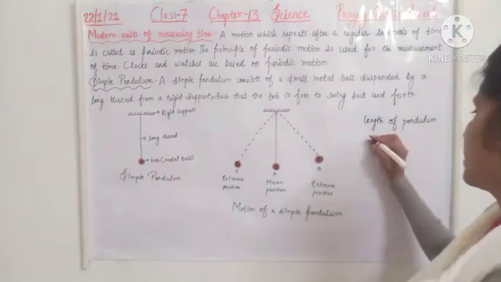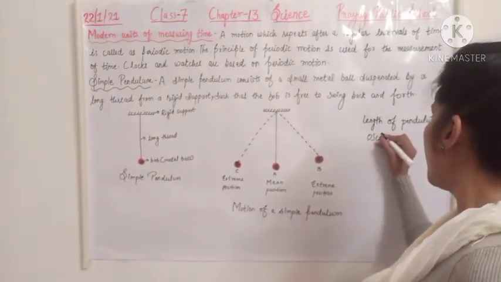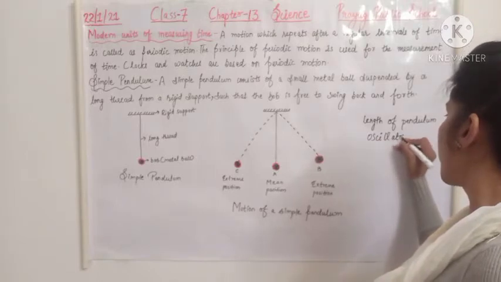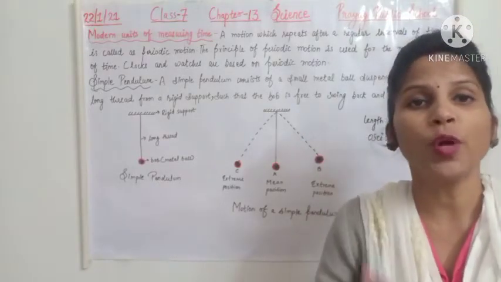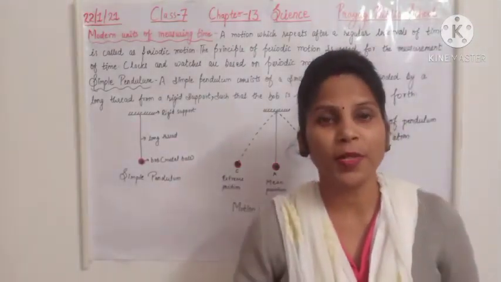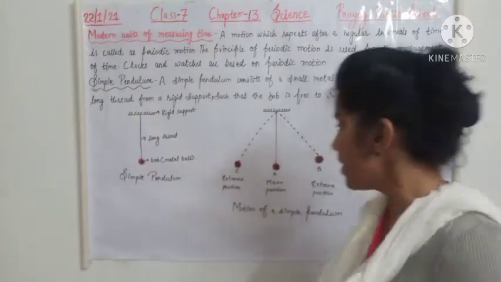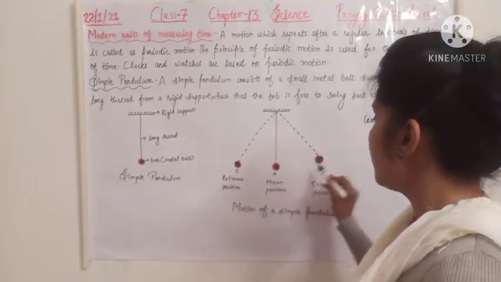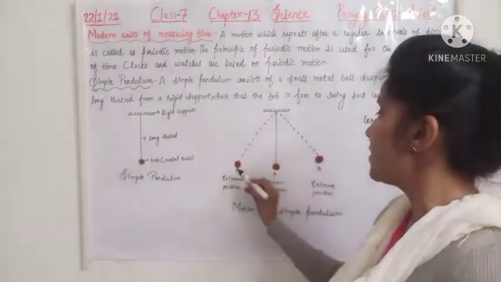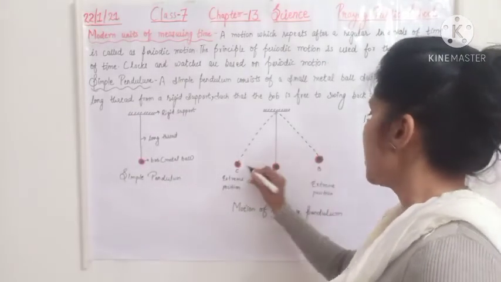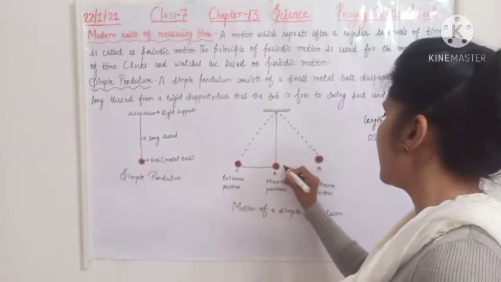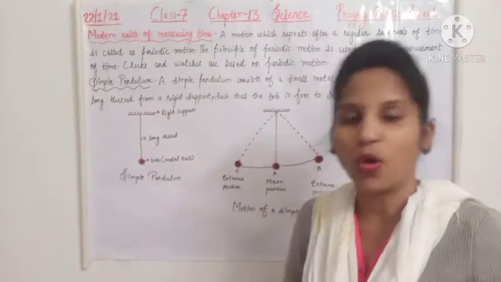Then the second is oscillation. What do you mean by oscillation? One complete to and fro motion of the pendulum is called oscillation. एक complete oscillation, A से B, B से A, then A से C, C से A, यहाँ से यहाँ तक का जो distance होता है, that is one complete oscillation.